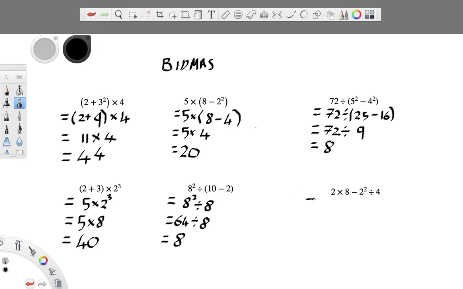Okay, and the final example, which is really a mixture of everything. We've got a multiplication, we've got a minus, we've got a squared going on, and we've also got a division. So we're going to take our time with this question. We're going to work through it logically using the BIDMAS acronym. So, do we have a bracket? No, we don't. Do we have an index? Yes, we do. So we work that out. So we haven't used this 2. We're not doing anything with the multiplication yet. We're not doing anything with the 8. We'll leave the minus where it is. 2 squared is 4. And then we'll leave this division as it is.